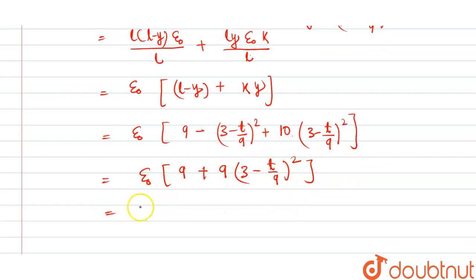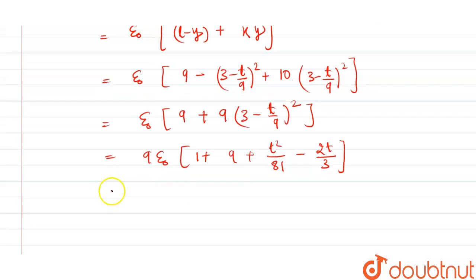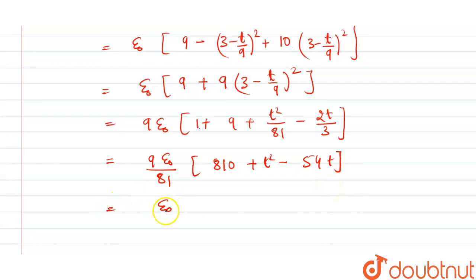Now if we take this term outside, that is 9 into epsilon into (1 plus 3, 3 is 9, plus t square divided by 81), and negative of 2t by 3, okay. So from here, taking this 81 outside, we get 81 times 10, and plus t square minus 3 into 27, that is 54 into 2, right? Now what we are getting is epsilon divided by 9 into (t square minus 54t plus 810).